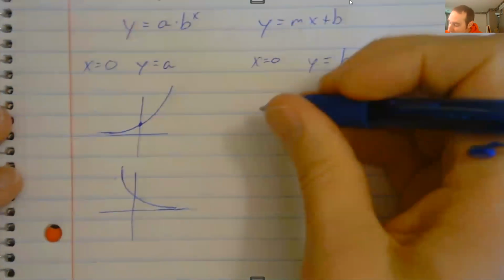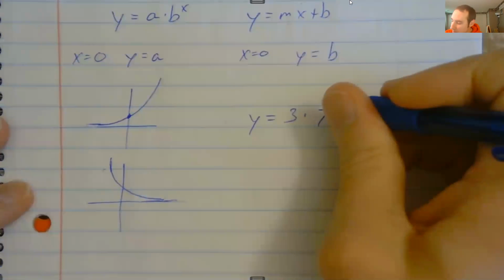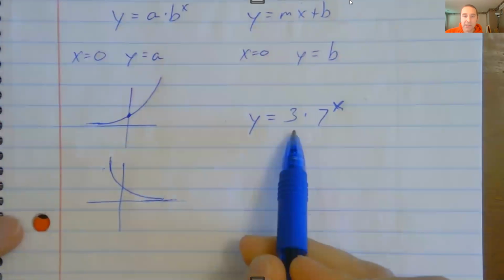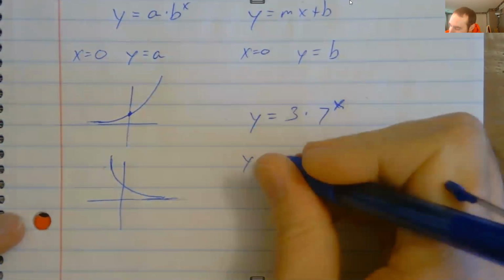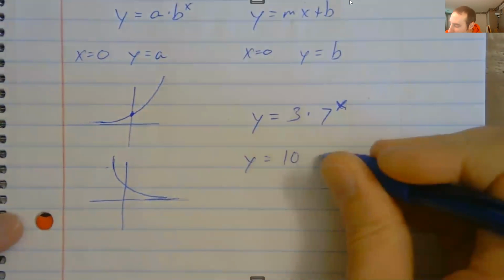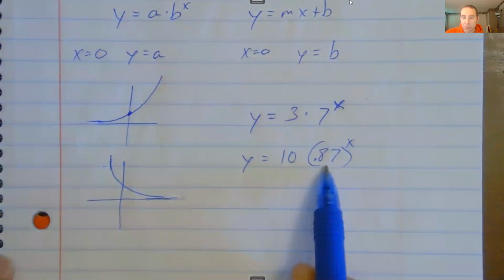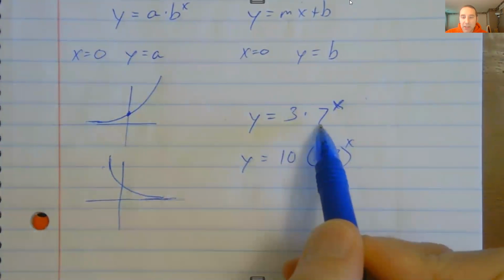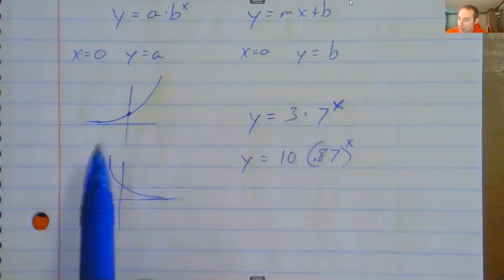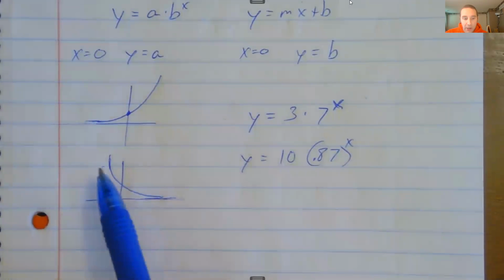Okay, so we may see things like y equals 3 times 7 to the x. In this case, 3 is our starting value, our y-intercept, and 7 is our multiplier. We might see functions that look like y equals 10 times 0.87 to the x. Here's our multiplier, that 0.87. And the big key in determining which of these two graphs it will look like is we look at our multiplier. Since in the first case our multiplier was something greater than 1, our graph is going to look like this. In the second case, our multiplier was something less than 1, and our graph will look like that.